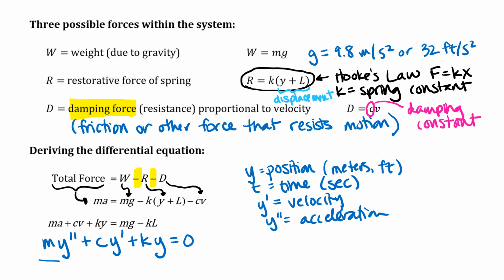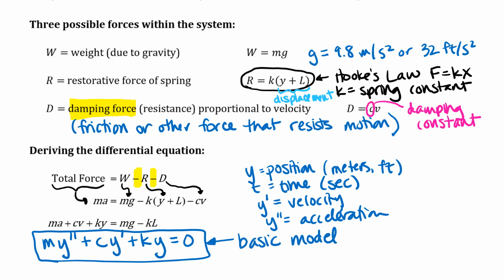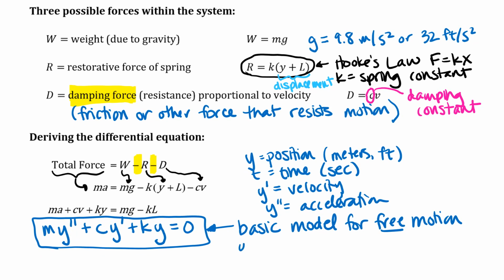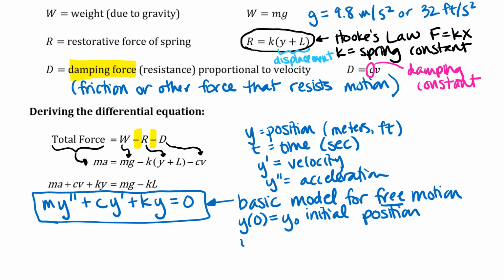So there is our basic model for all the spring mass problems. You're going to want to write this on your formula sheet, or you'll probably learn it after doing a few homework problems. Remember, this is for free motion, where once the object is set into motion, there are no external forces. We have a second order differential equation with constant coefficients. M, C, and K will all be constants, so these are the kind that we've been working on solving. We expect to have two initial values to allow us to find a particular solution, and often that is our initial position, and then we will probably have an initial velocity.